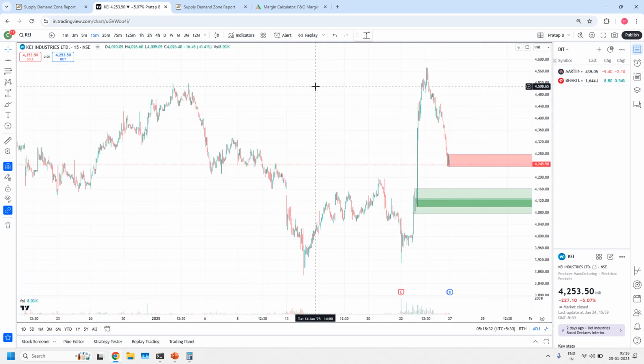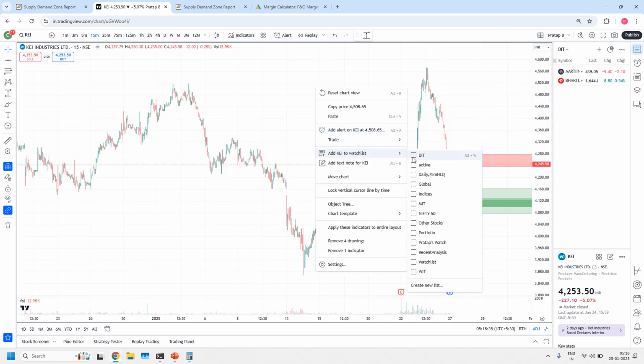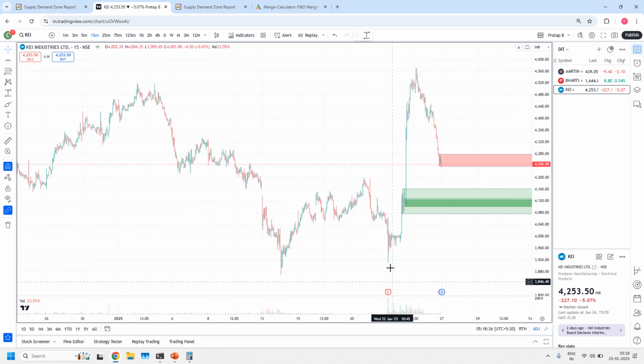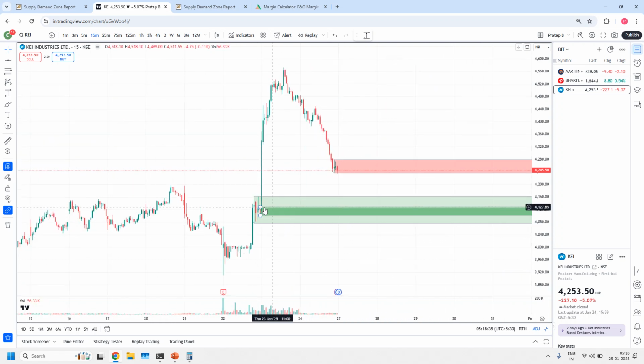So KEI, this is KEI. Definitely risk will be within your manageable level because it is a small zone. Calculate the risk the same way I did earlier. Is it within the 2% level? You need to check after adding the stop buffer.